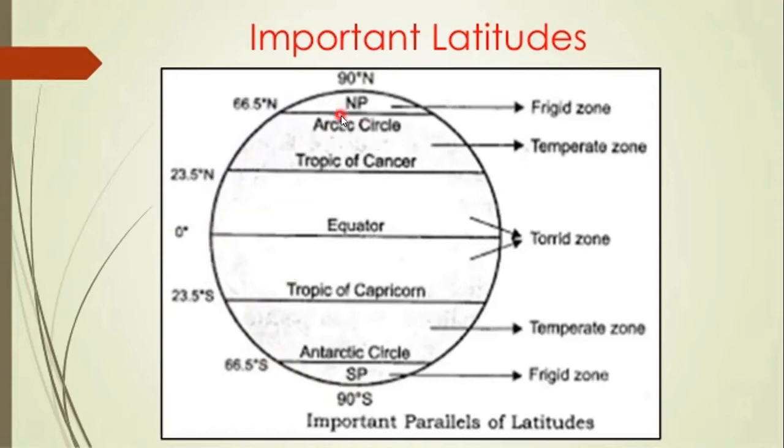So if you look at this, the Arctic Circle is at 66.5 degrees north. Everything above it is a frigid zone, and below it and above the Tropic of Cancer is the temperate zone. This becomes torrid. Over here we have torrid again, temperate and frigid. Now the equator passing here divides the entire world into 2 equal parts.